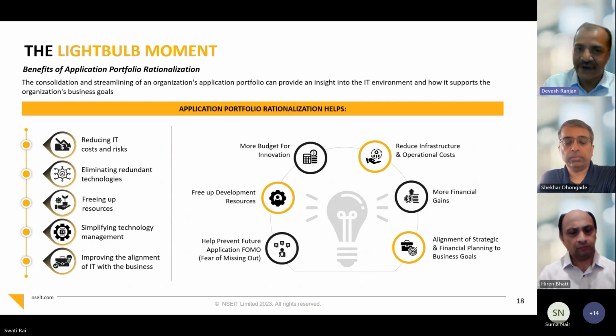Then in terms of the budgets, ensuring that you have relevant budget available for innovation and providing you with financial gains. These are all the factors which we have seen most organizations benefiting from. Kiran, you wanted to bring the business perspective into this?